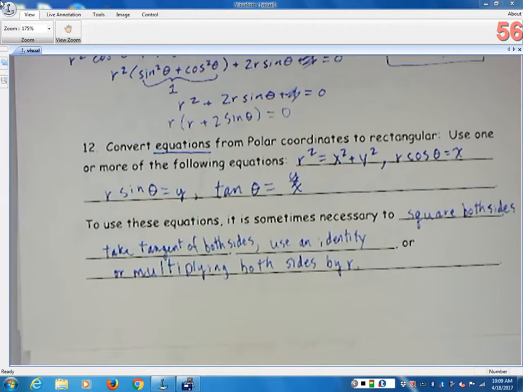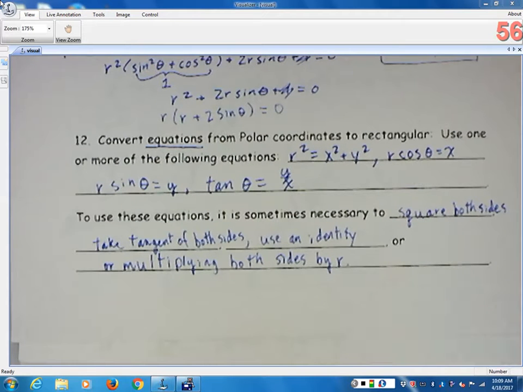So, this is how you do problem 1. You're going to figure out which of these you're going to do, and then use those equations. You got it.